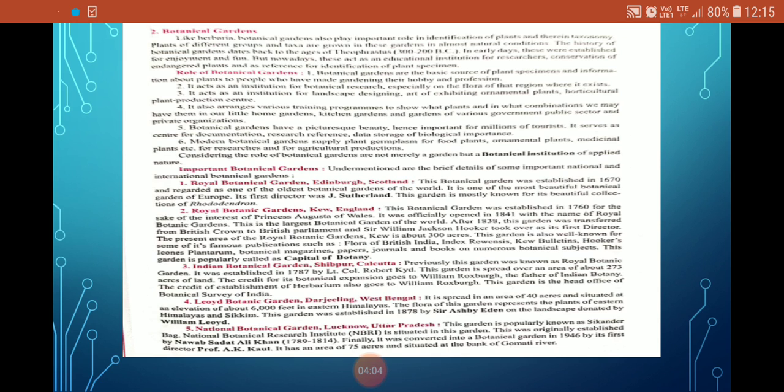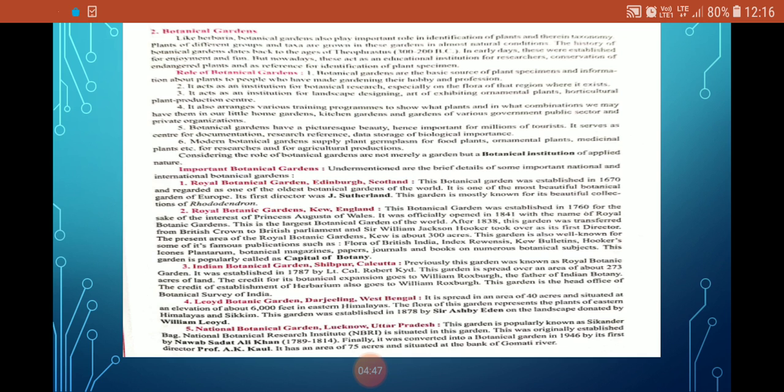They also help us provide the plant germplasm, that is the genotypic conditions, or we can say the genetic makeup of different plants, and knowledge of that will help us understand the adaptability and habitat of different plants in different regions. Important botanical gardens are Royal Botanical Garden, Edinburgh, Scotland; Royal Botanical Gardens, Kew, England; Indian Botanical Garden, Shibpur, Calcutta; Layard Botanic Garden, Darjeeling, West Bengal; and National Botanical Garden, Lucknow, NBRI, which is also a research institute in Uttar Pradesh, is very famous.